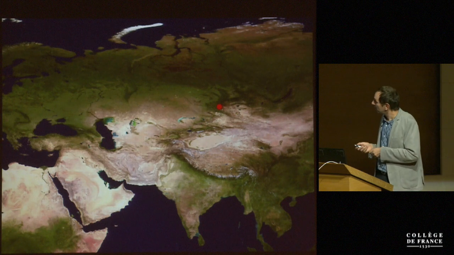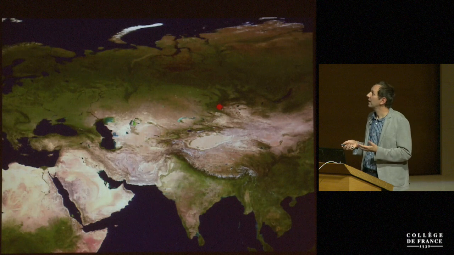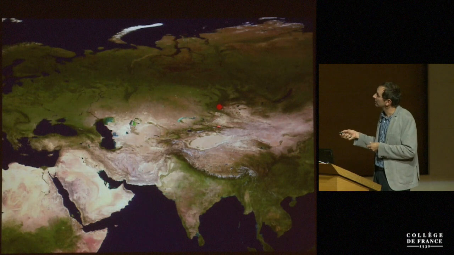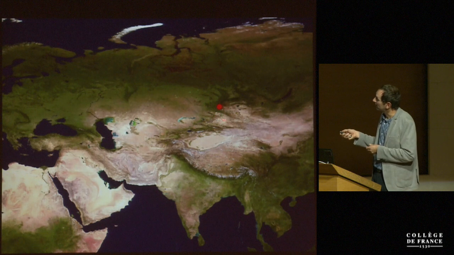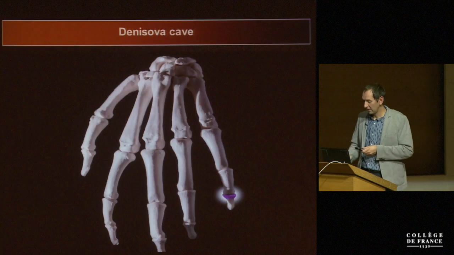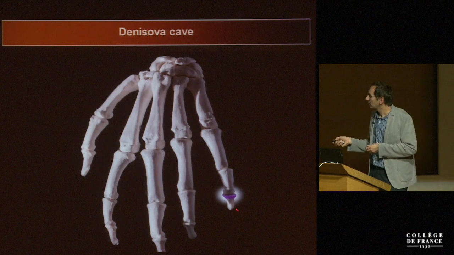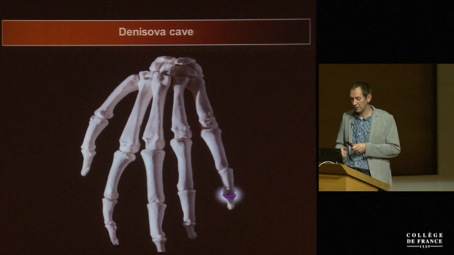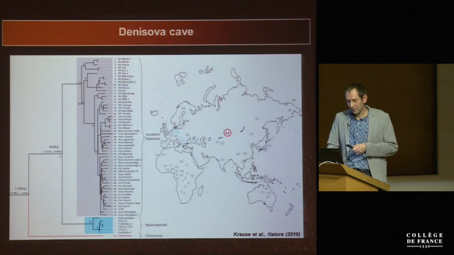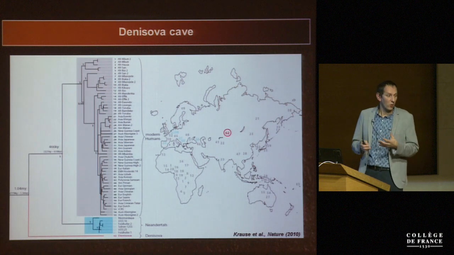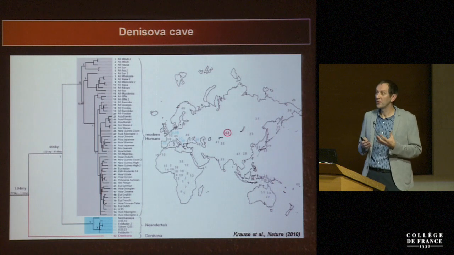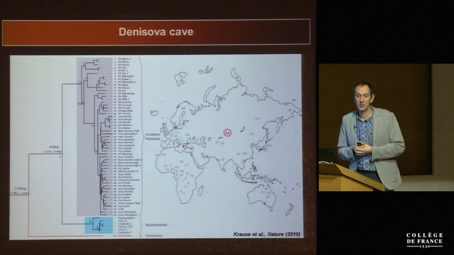And one of these fossils that was given to us by Russian collaborators comes from a cave in Siberia, the Denisova cave. And it's a fragment of a distal phalanx, the last part of the finger, from a juvenile individual. And the first thing that we did, as we always do if we acquire new samples from hominin fossils, is to look at the mitochondrial DNA.